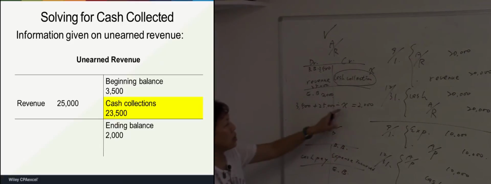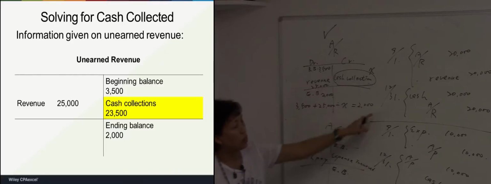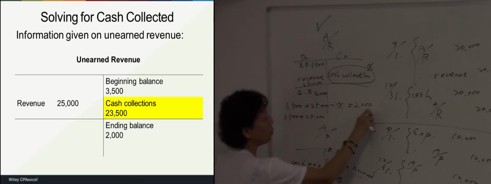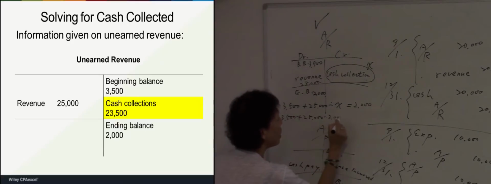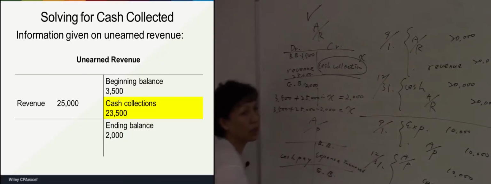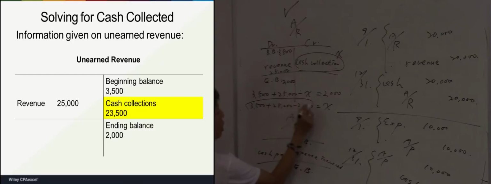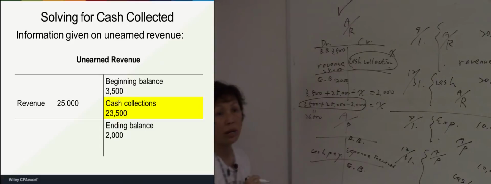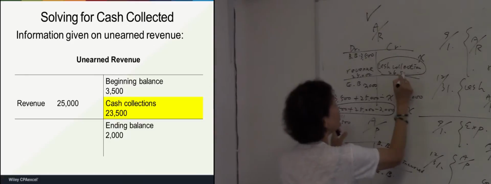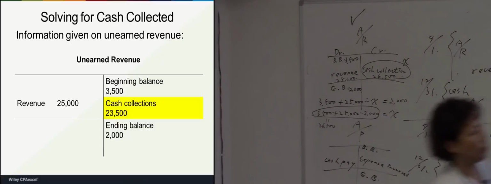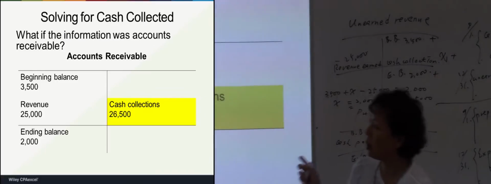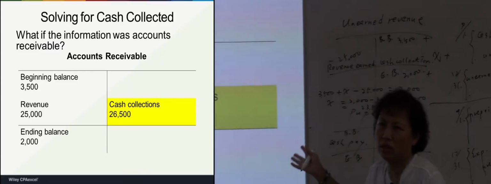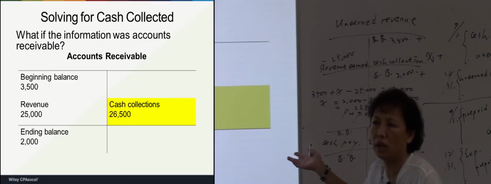To solve for x, because x has a negative sign, I should move it to the other side. So 3,500 plus 25,000, we move the 2,000 to this side, it becomes negative, and we move x to the other side, it becomes positive. To compute this, you get 26,500. So 26,500 cash was collected. Are we correct? Yes, it's correct. Any question? So it's actually not too difficult if you know how to do it, but you need more practice.